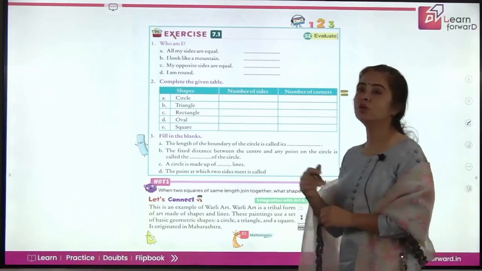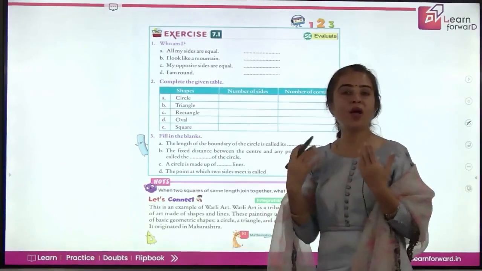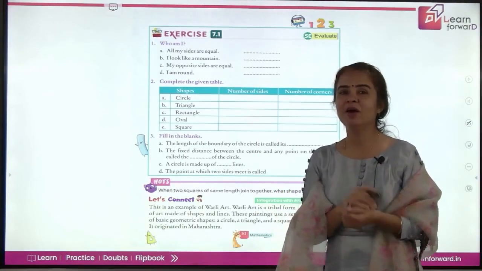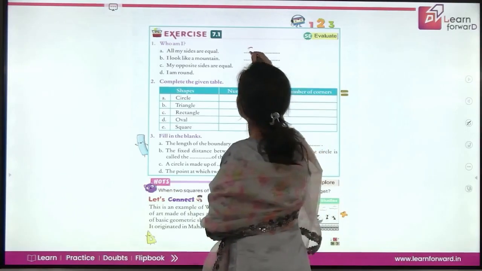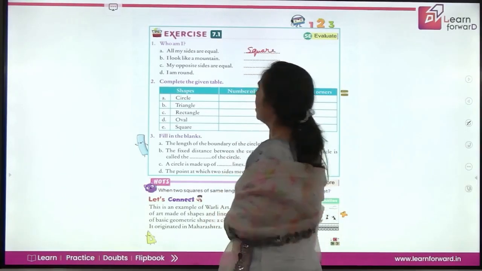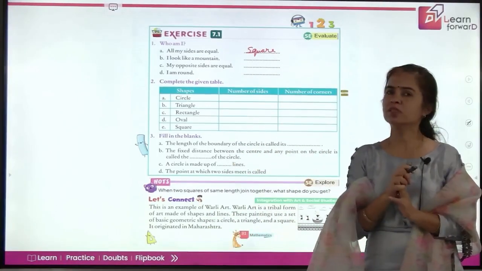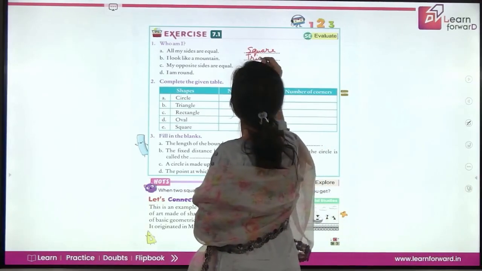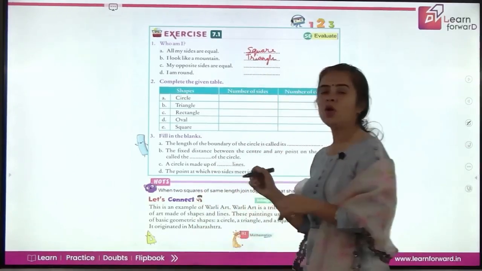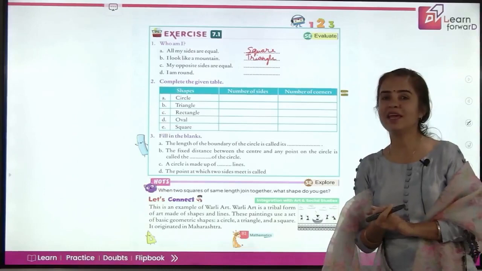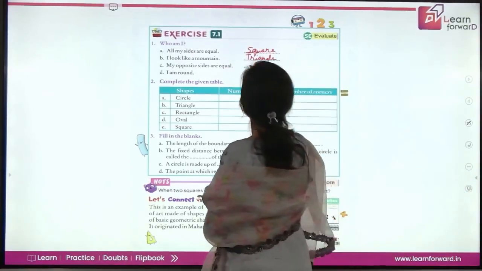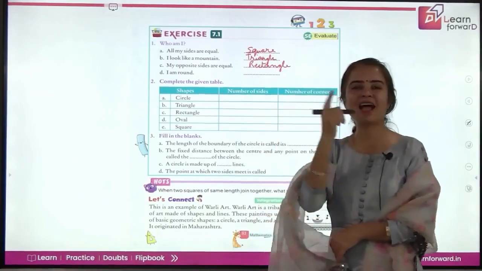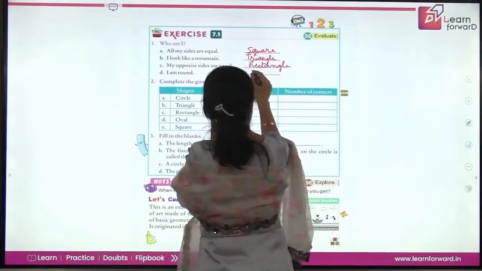Now here's an exercise for you. You have to identify the shape. Who am I? So let me describe myself. All my sides are equal. So who am I? Perfect, children. Yes, I am a square. Next, I look like a mountain. So which shape looks like a mountain? Yes, brilliant. That is a triangle. So I am a triangle. Next is my opposite sides are equal. Oh yes, I am a rectangle. Next, I am round. So who am I again? Exactly, I am a circle.